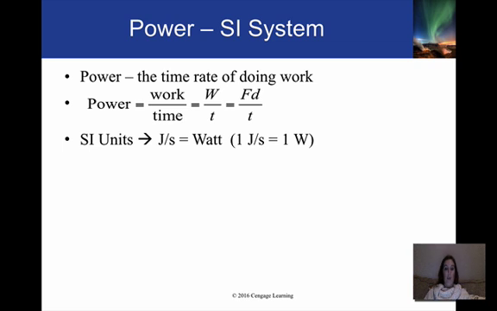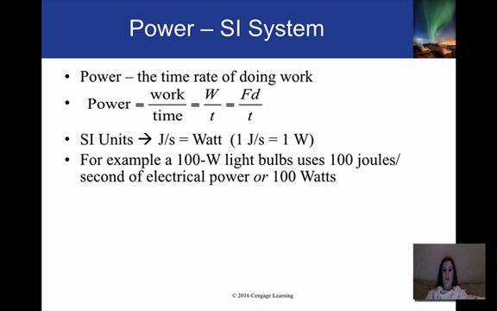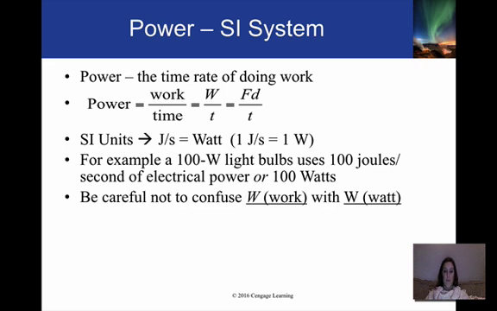Okay, a watt is something that you're probably familiar with because that is how we look at the power output of a light bulb. It's how many watts. So for example, a 100-watt light bulb uses 100 joules per second of electrical energy, or 100 watts. Typically, the lights in your lamps in your living rooms are anywhere between 40, 60, 80, possibly 100, 120. Probably your light bulbs in your lamps aren't going to get any bigger than that. So be careful not to confuse the W with work with the W with watt.